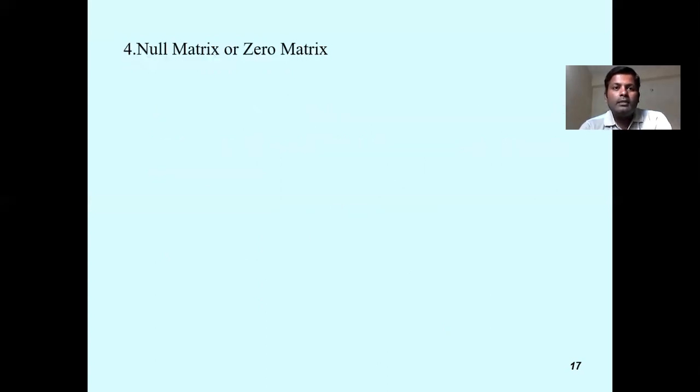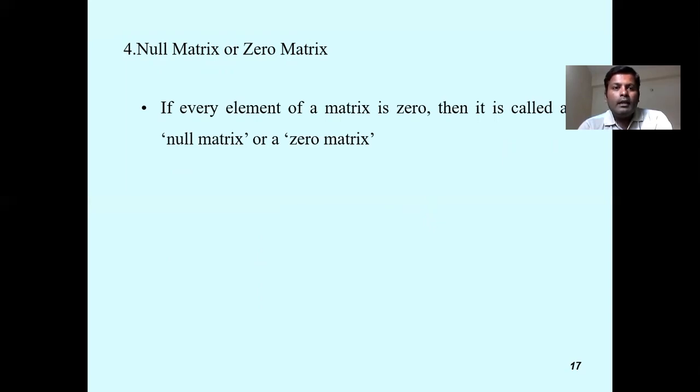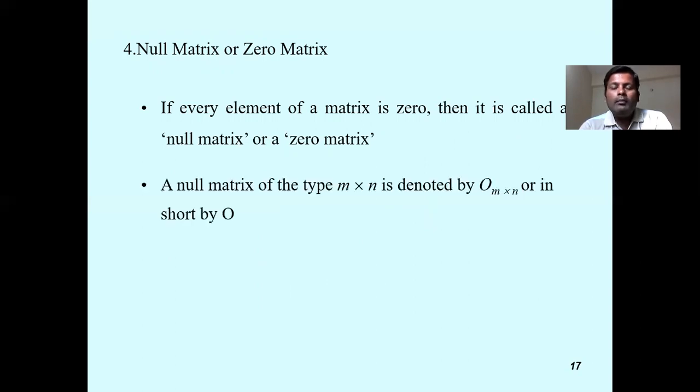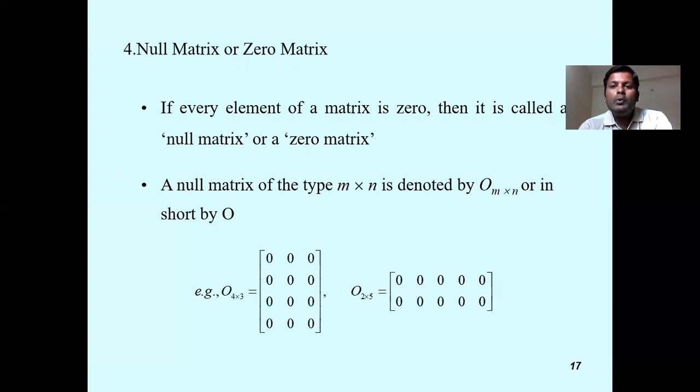The next one, null matrix or zero matrix. You see the definition: if every element of a matrix is zero, then it is called a null matrix or zero matrix. A null matrix of the type m by n is denoted by 0 m by n, or in short by 0 or O. You observe the example 0, 0, 0 and 0, 0, 0. All elements are 0, so we say it is a null matrix or zero matrix.